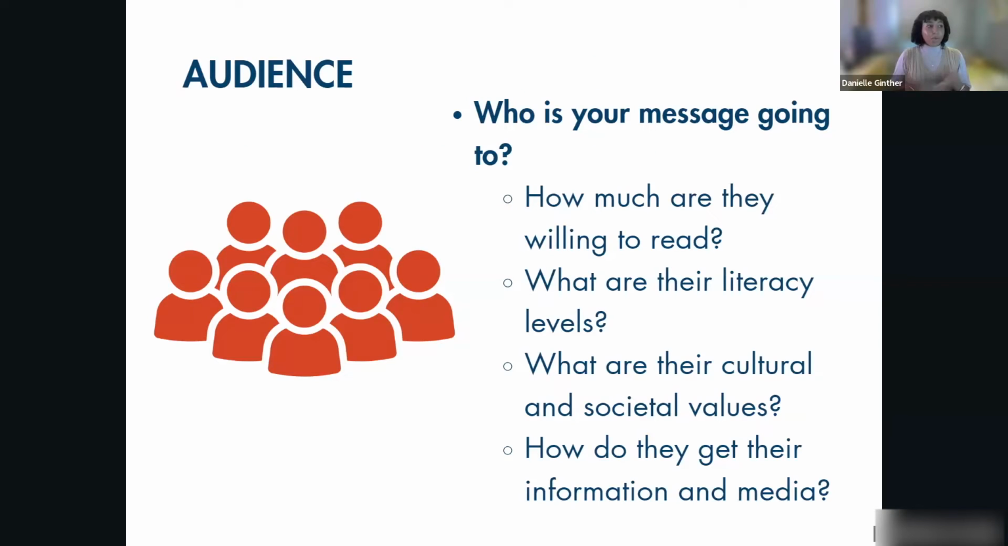So audience: who is your message going to? We have to consider how much people are willing to read, their literacy levels, considering their actual reading level and what their level of language proficiency is. Do you need to offer your messaging in multiple languages? Cultural and societal values, which both of these were things that people suggested. Using symbols or pictures that your audience will recognize and identify with, and using their preferred or appropriate ways of identifying ethnic and racial groups, and understanding what is important and valued in the groups you wish to reach with your messaging, and also understanding how your audience consumes information and media.